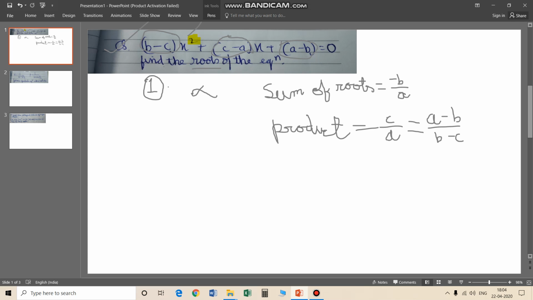Now see, what is the product? Alpha into 1 is alpha, and we have got the value of alpha by finding the product. The product is only the value of the other root. So easy question. The other root is a minus b by b minus c. Very easy.